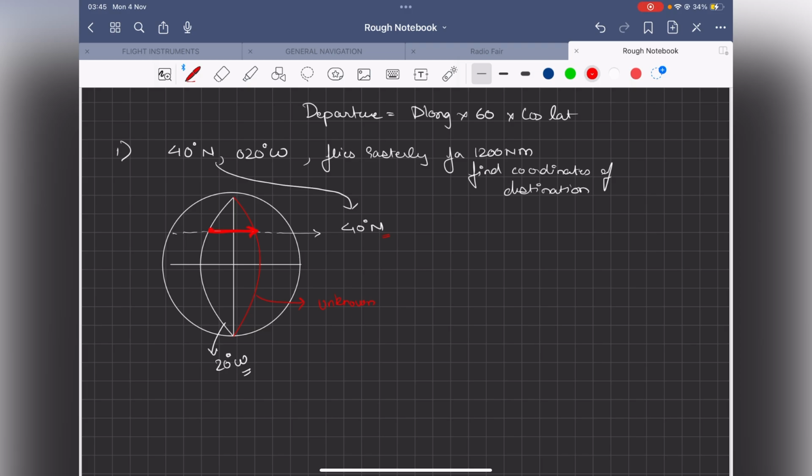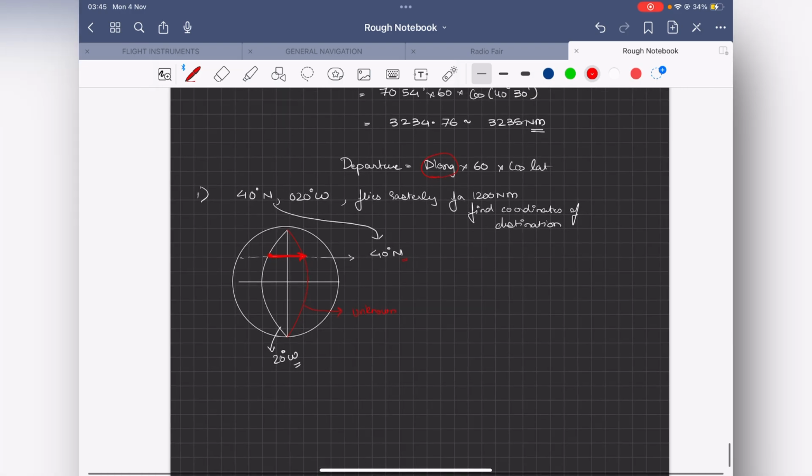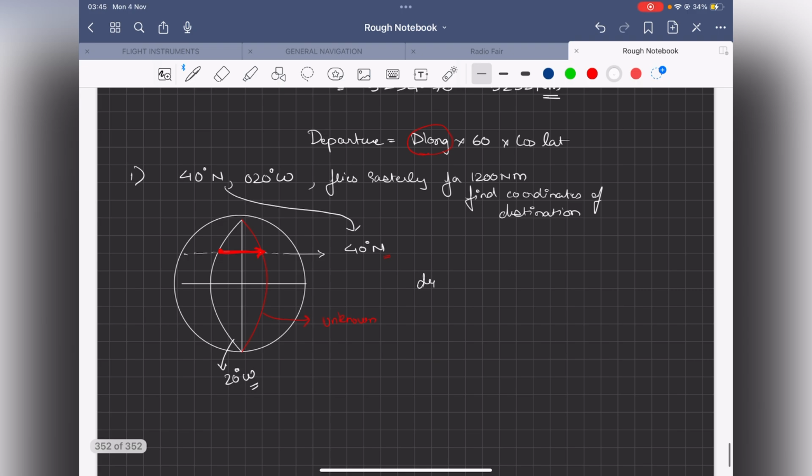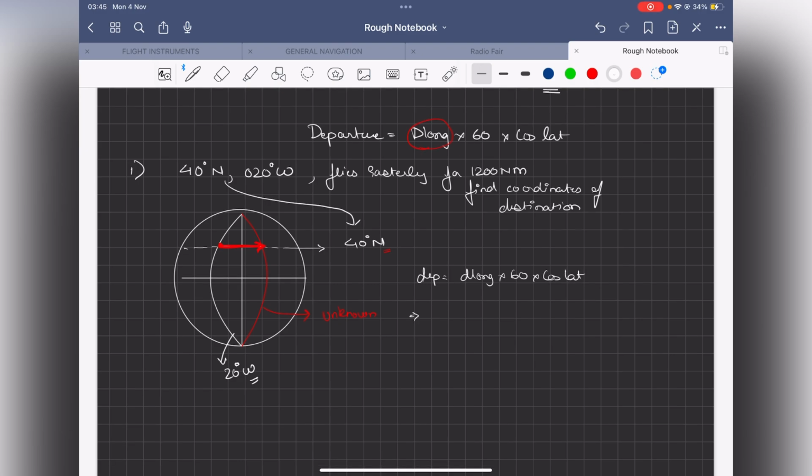Which is essentially what I said, we need to find our d long, right? So let's put it back in the formula for departure. Departure is equal to d long into 60 into cos of lat. What is departure equal to? 1200 nautical miles. What is my d long equal to? I don't know, right? What is my cos of lat? Cos of 40 degrees. So 1200 divided by 60 is equal to d long into cos of 40 degrees.